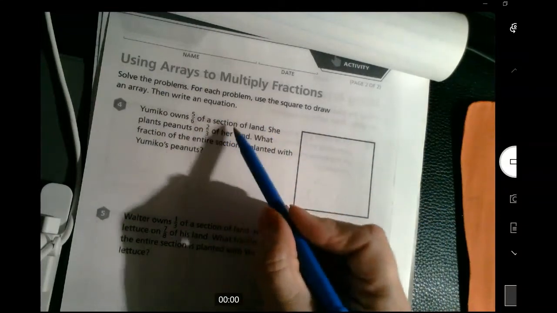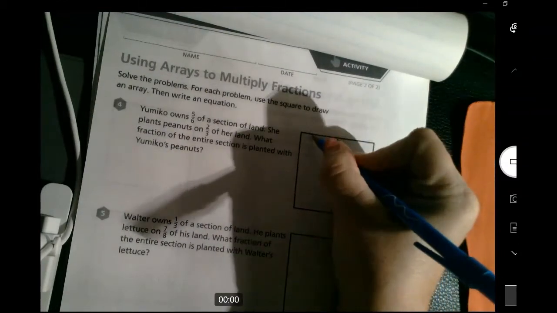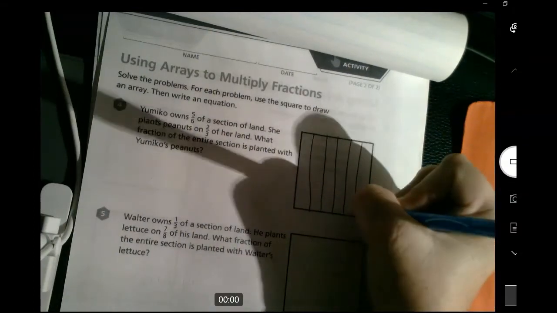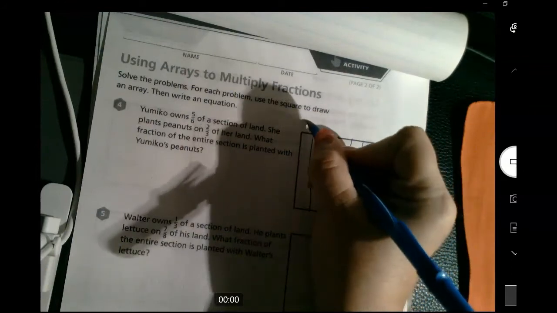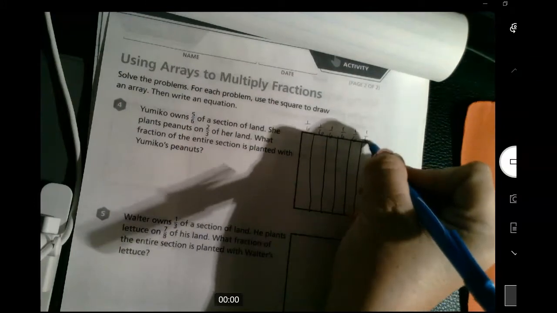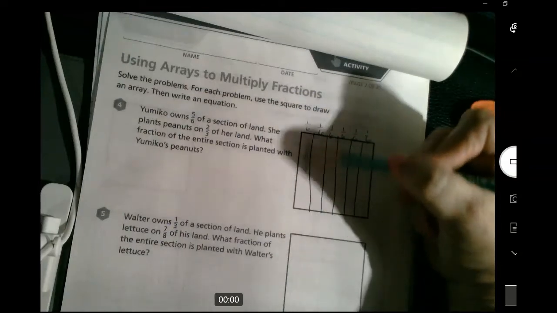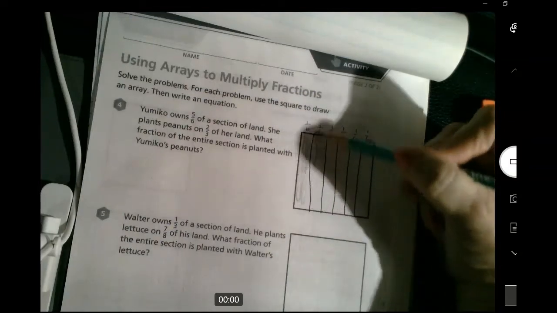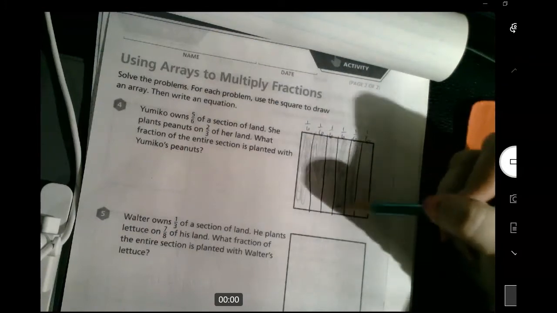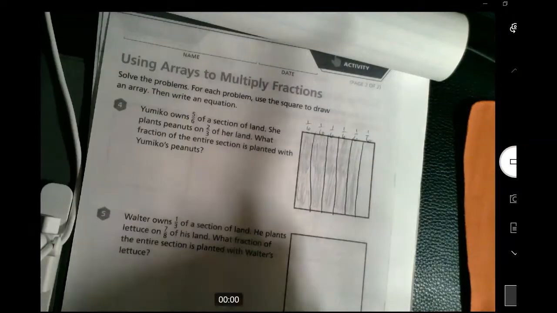She owns 5/6 of a section of land. So I'm going to have to divide this out into 6. Again, my artwork's not great, guys. So each one of these is going to be 1/6. And remember, she owns 5 of those 6. So I'm going to color in 5 of them. Now I'm just trying to do this quickly to save time, so I'm not doing my neatest work.